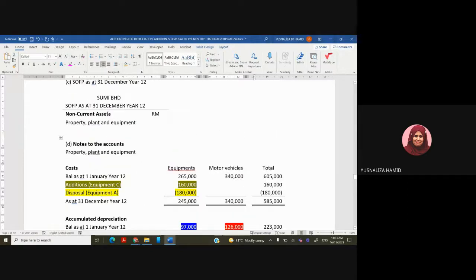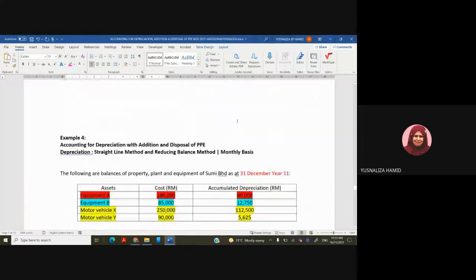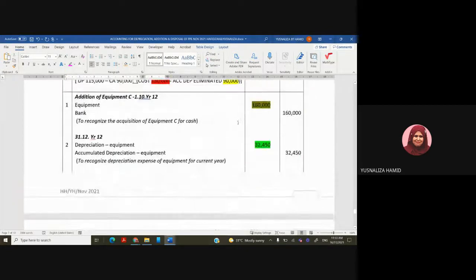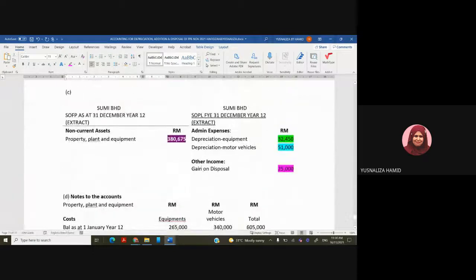Go and do your statement of profit or loss yourself. I don't have the time now, so you can do it yourself, and you can follow what I have explained in example 4. Just be careful, the loss on disposal should be included under admin expenses. The changes would be the figure here and the figure here. These figures would change. 32,450 would change. This one would change. Depreciation motor vehicle won't change. Gain will no longer be there for example 3.